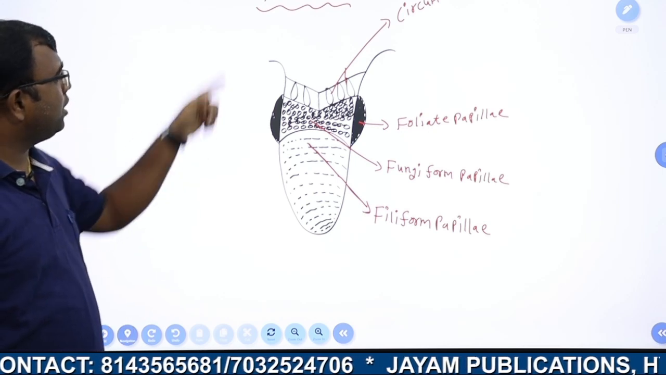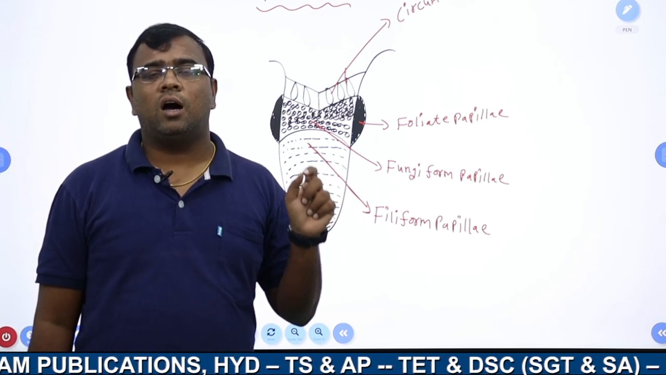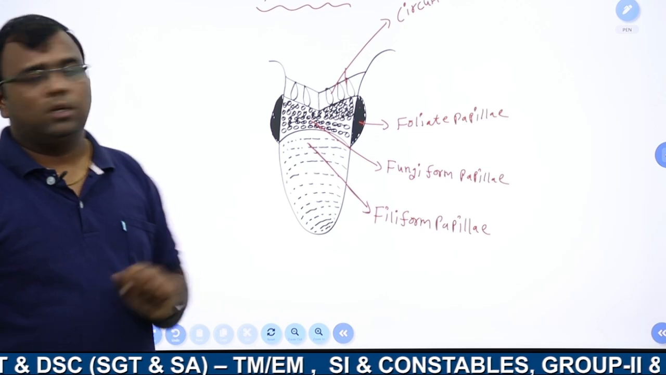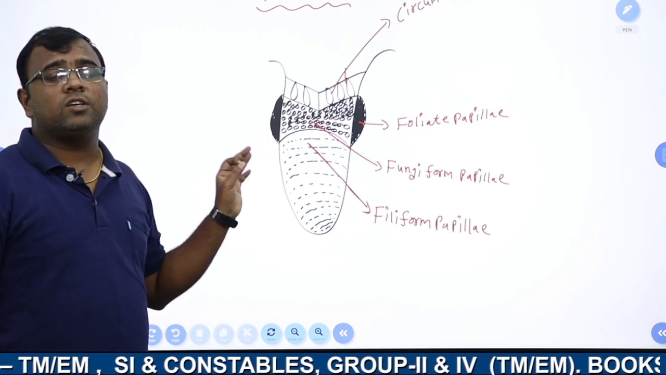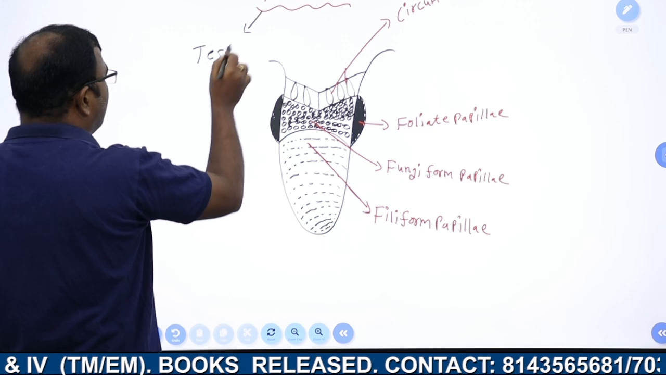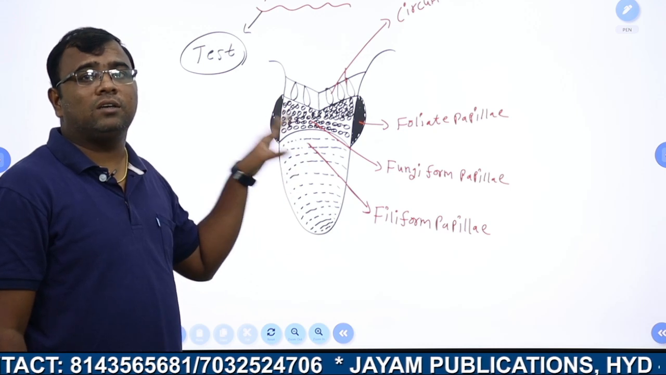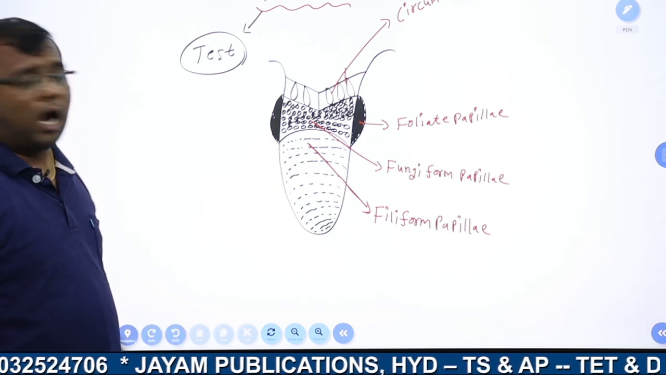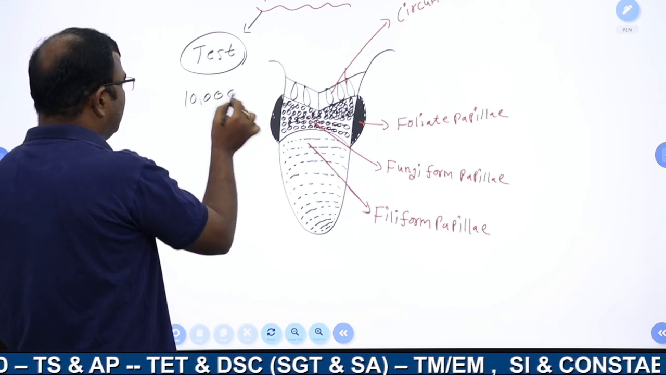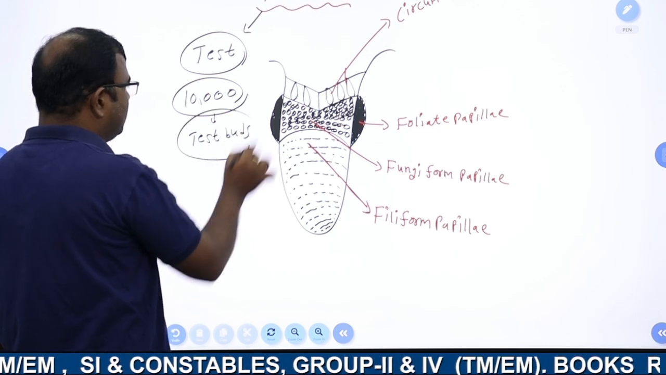Okay, I am explaining about the tongue. The study of the tongue is also called glossology. The tongue is used for identification of taste. How many taste buds are present on the tongue? Ten thousand taste buds are present on the tongue.